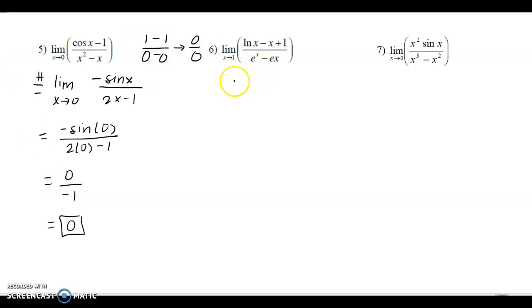All right. Number 6. If I evaluate at 1, natural log of 1 is just 0. Minus 1 plus 1, that's 0. E to the 1 is e, minus e times 1, that's also e. And so I have 0 over 0. So I'm going to go ahead and use L'Hopital's rule here.